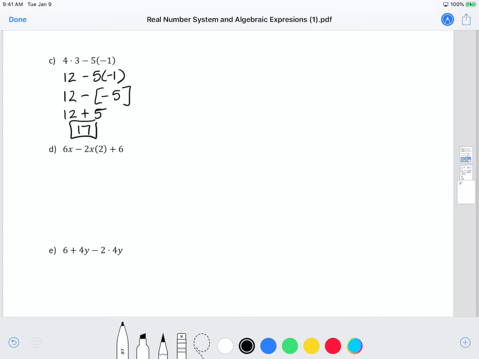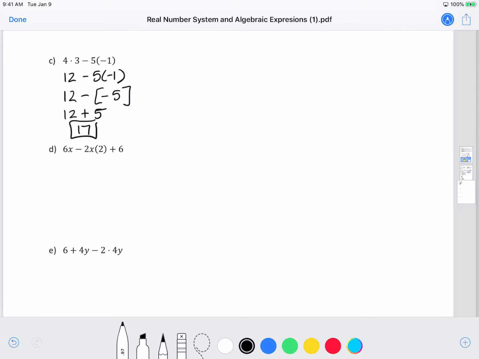In example D, now we're getting into simplifying expressions using order of operations with variables in them. So we have x's in this one. We still follow the same rules. We just have to keep in mind when we do our order of operations, we can only combine like terms when we're adding and subtracting.